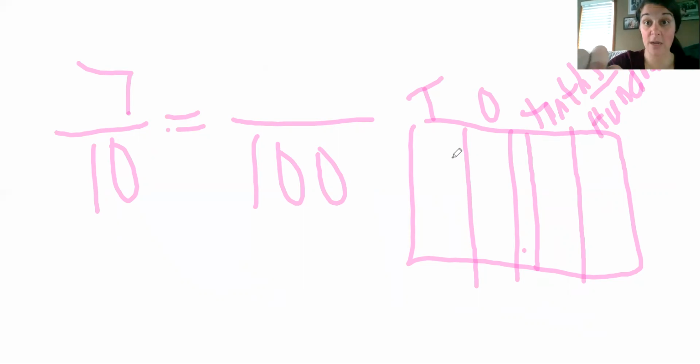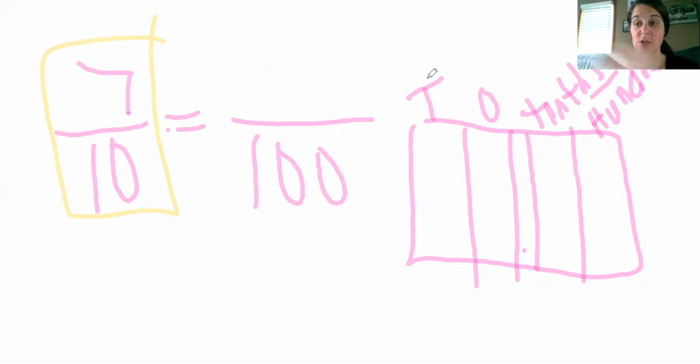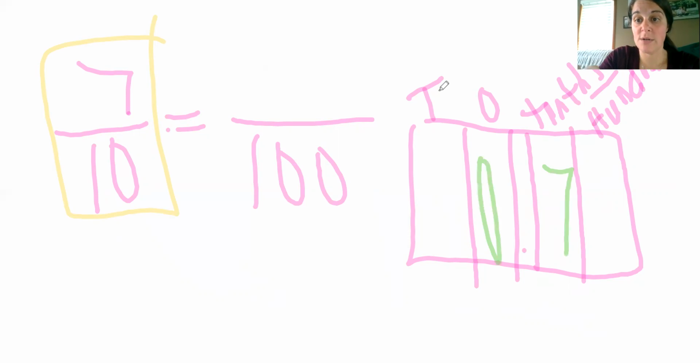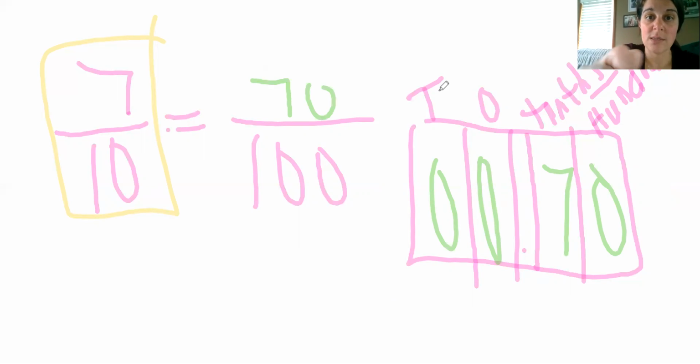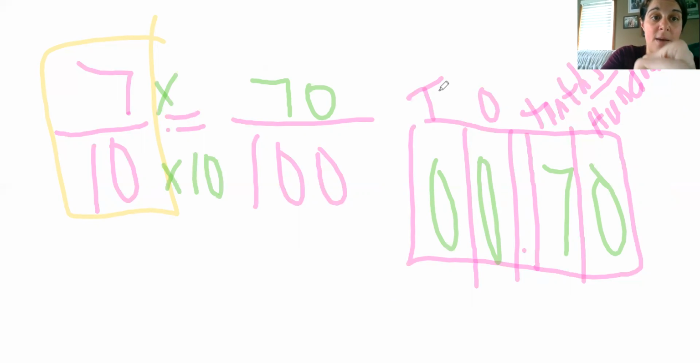I have 7 tenths right there. Plugging that information right into my chart gives me 7, which means 0 and 0 here, which means 0. So that is also going to equal 70, or you can do the multiplication of timesing by 10. Both strategies still effective, okay?